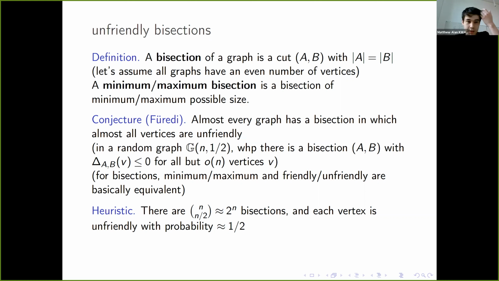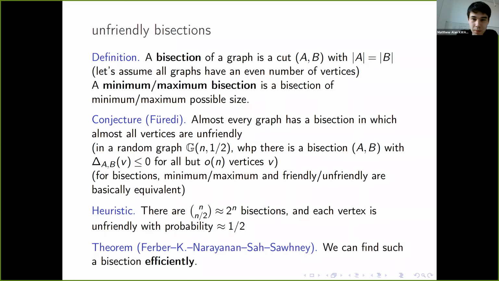Okay, so that's the conjecture. And together with my co-authors, Asaf, Bhargav, Ashwin, and Mehta, we recently proved Füredi's conjecture. And in fact, as a byproduct, the proof gives an efficient randomized algorithm that actually finds an unfriendly bisection.